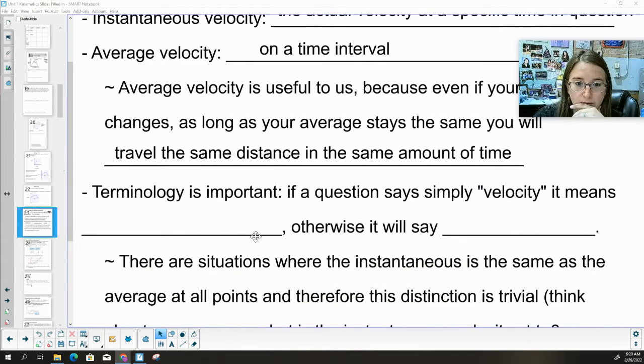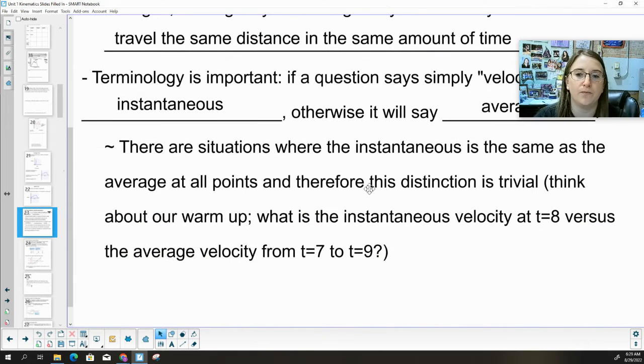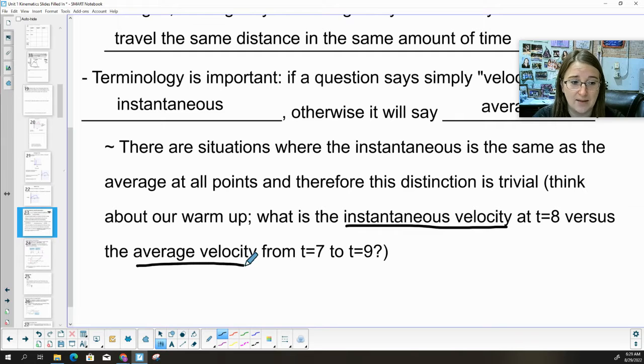Now, terminology is important. If a question simply says velocity, it means instantaneous. If it says what is the velocity at this point, it means literally at that point. Otherwise, it will say average. There are situations where the instantaneous is the same as the average at all points, and so sometimes we don't care, right? If we have a non-change in velocity, the instantaneous velocity is the same as the average.